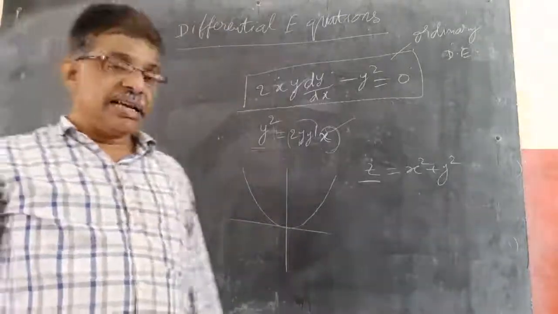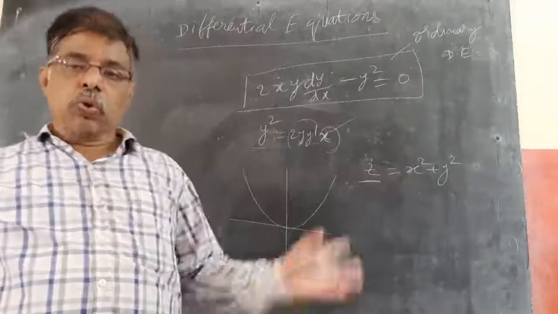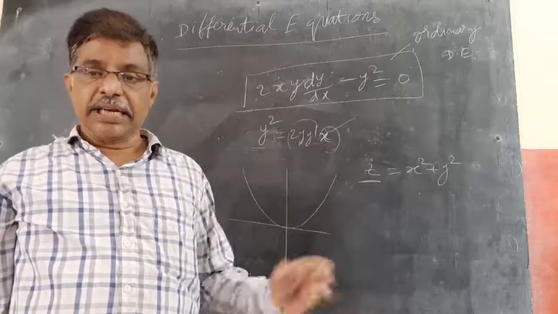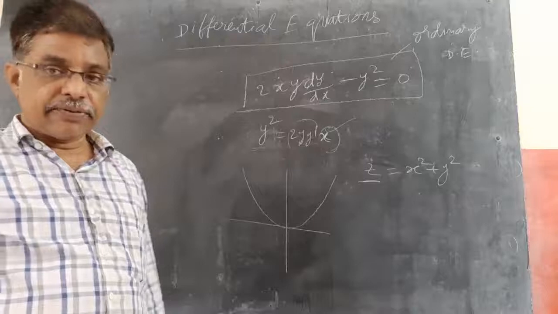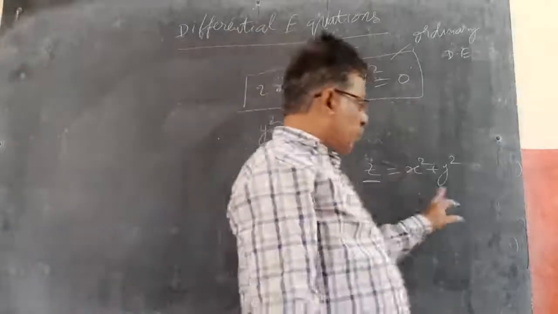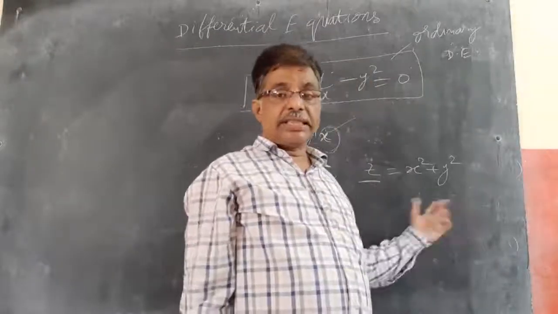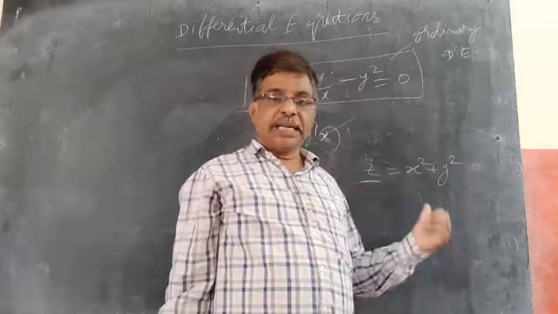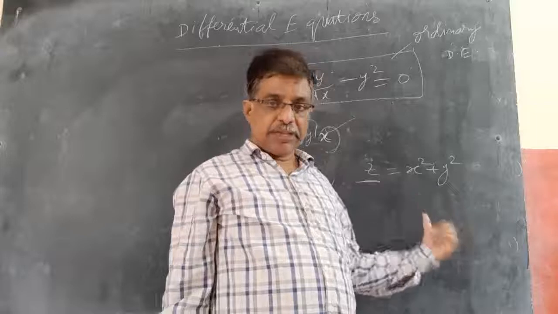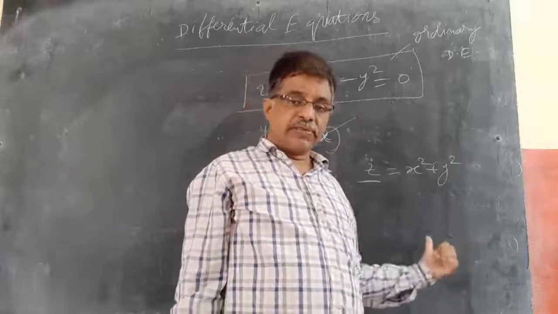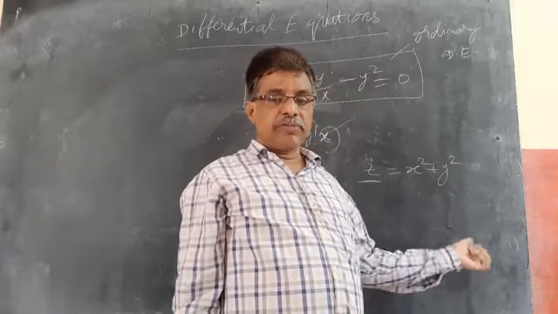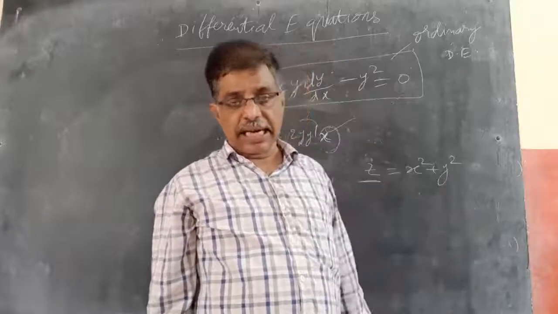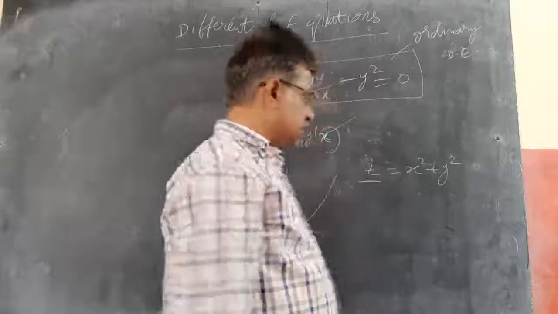If the equation involves two or more independent variables, then it is called a partial differential equation. Because two variables are there, you cannot differentiate at a time with two variables. That's why you differentiate partially with respect to x. When you are doing it with x, y is a constant. When you are doing it with y, x is a constant. So that type of equations are called partial differential equations.